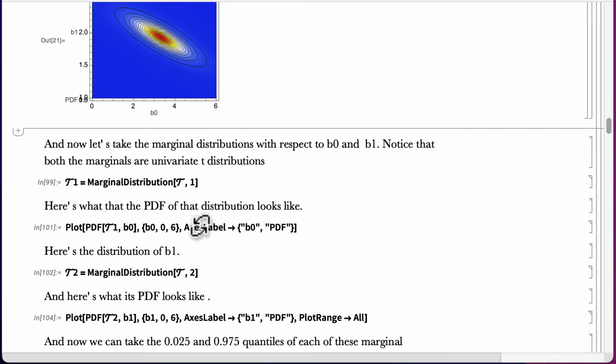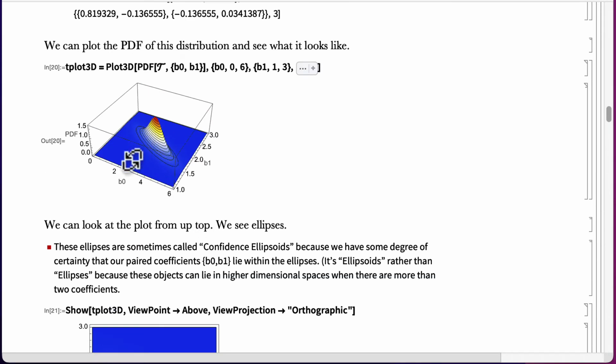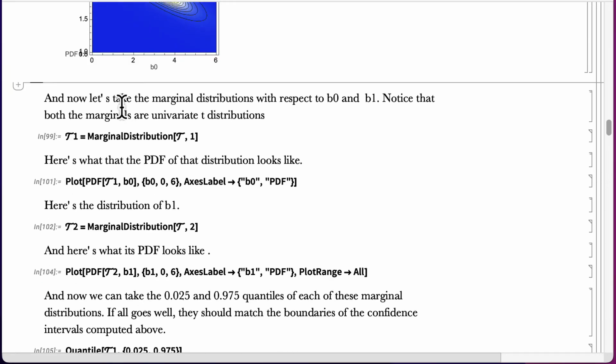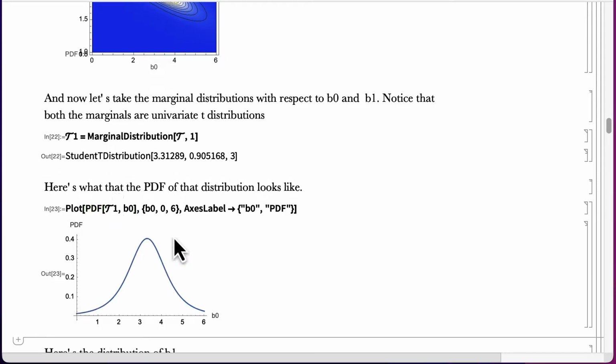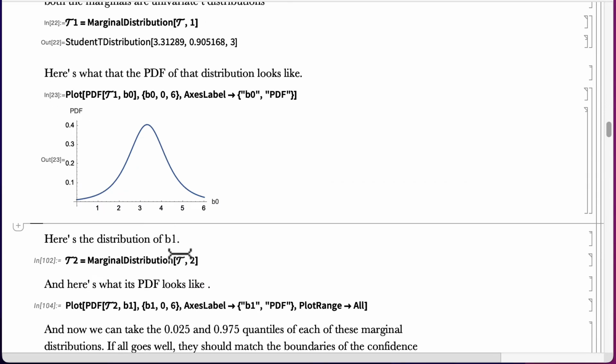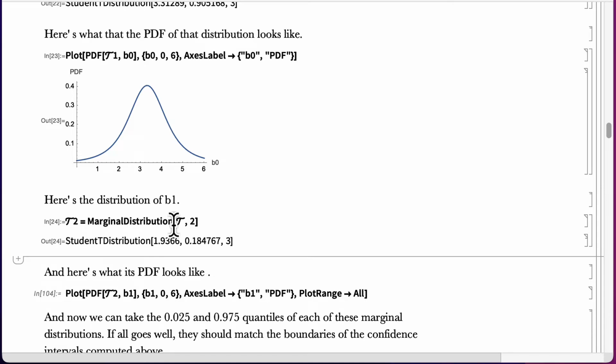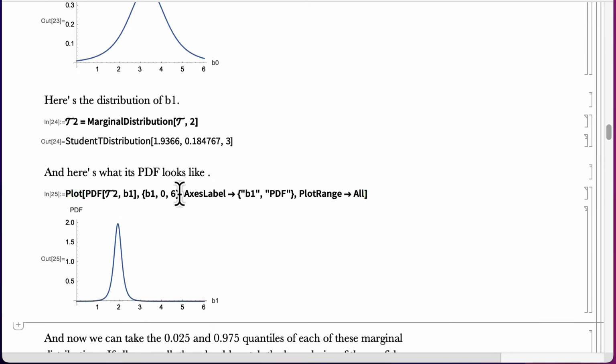So now let's do the following. It's a multivariate distribution. We can take marginal distributions. So let's take the first marginal and call it a script T1. And you'll see it happens to be a student T distribution. And we can see what it looks like. There it is. That's the distribution of B0. Here's the second marginal, also a student t-distribution, and this is the distribution of B1.